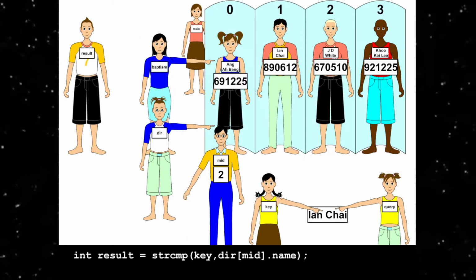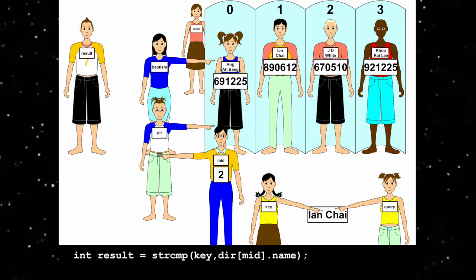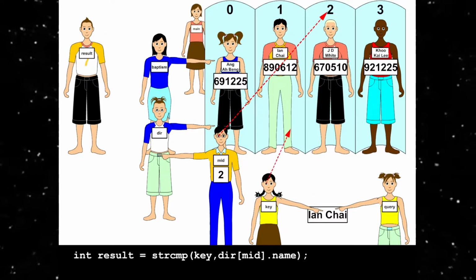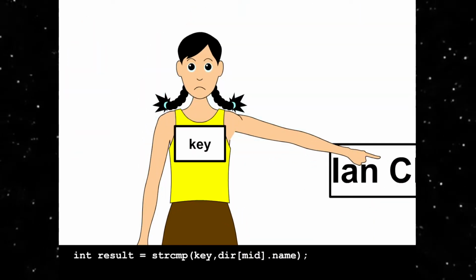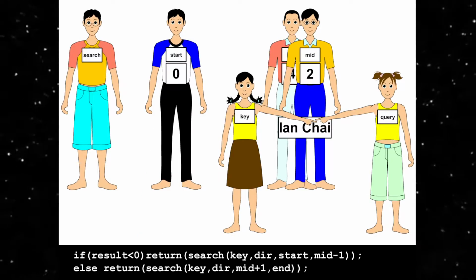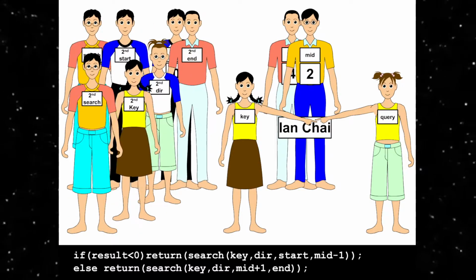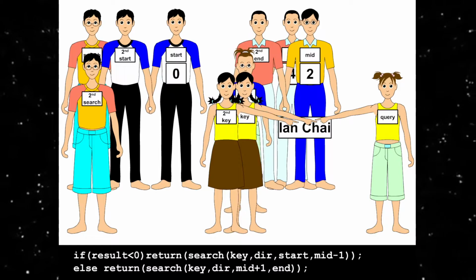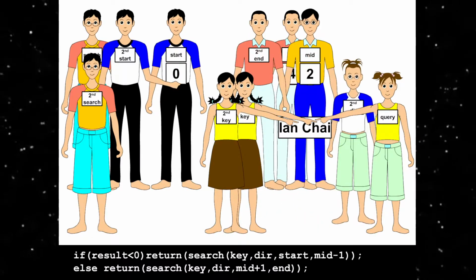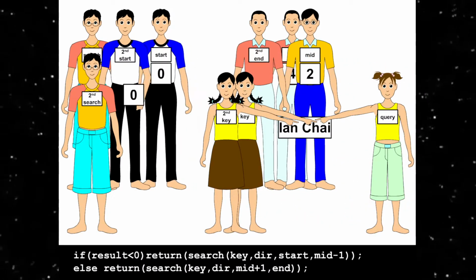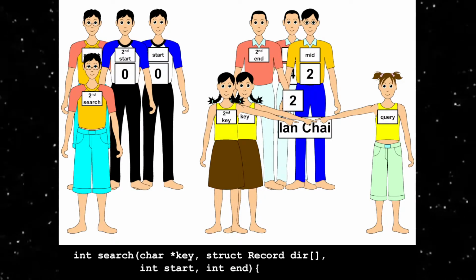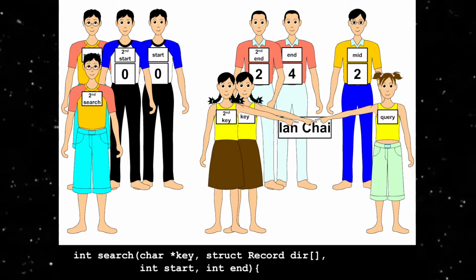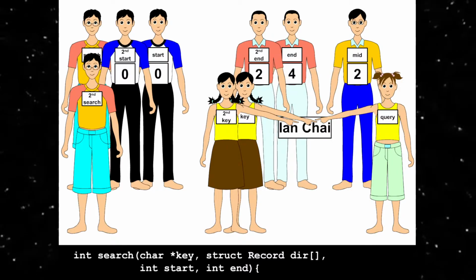So, we compare the name Ian Chai with the data in location mid, which is 2, and find that J.D. White is not the same as Ian Chai. The result shows that we should look in the first half. This means that in the new bin search, we have the same start, but the new end is mid. This means start gets 0, end gets 2.